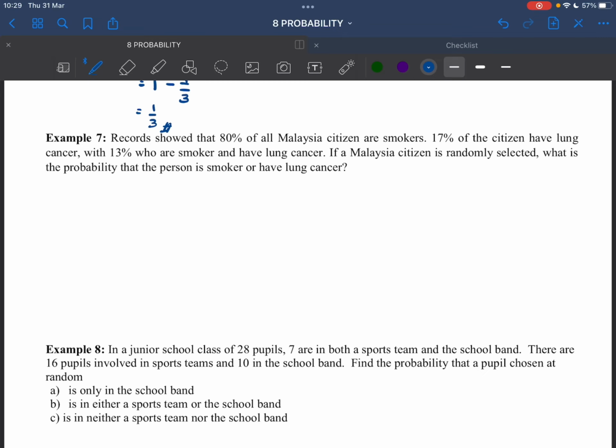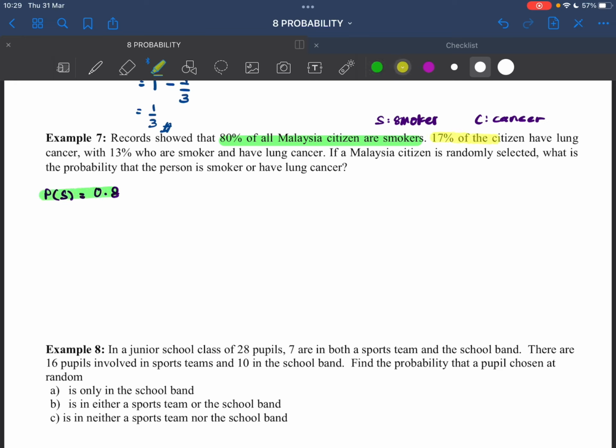Okay, from the first sentence, we have to take out all the information. Records show that 80% of all Malaysian citizens are smokers. That means we have P(S) equals 80%. So 80% in probability is 0.8. Okay, let's just put S as the smoker and C as the cancer. Okay, alright, and then what we have, that is the first sentence, 80% are smokers. So from that we have this one here.